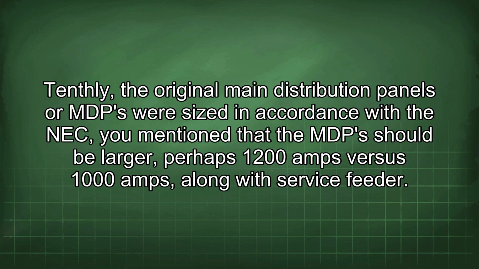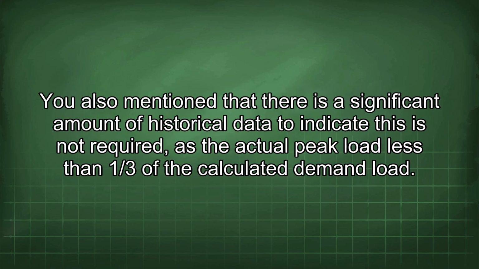Tenthly, the original main distribution panel, or MDP, was sized in accordance with the NEC. You mentioned that the MDP should be larger, perhaps 1200 amps versus 1000 amps, along with the service feeder. You also mentioned that there is a significant amount of historical data to indicate this is not required, as the actual peak load is less than 1/3 of the calculated demand load.